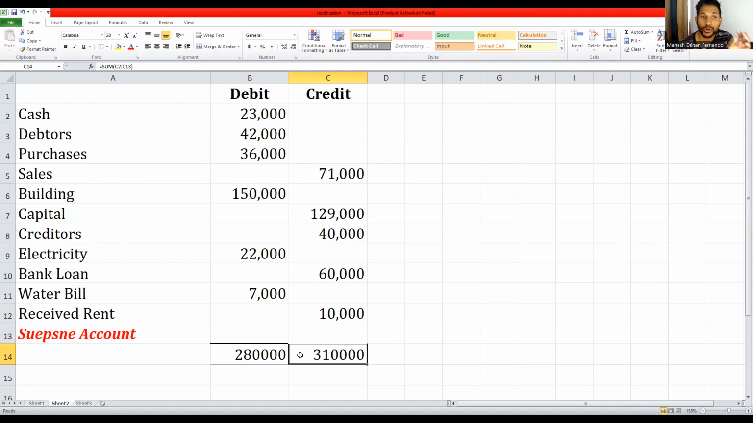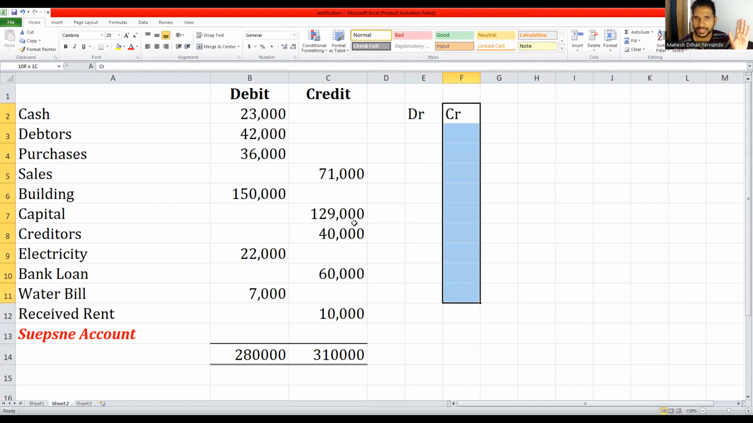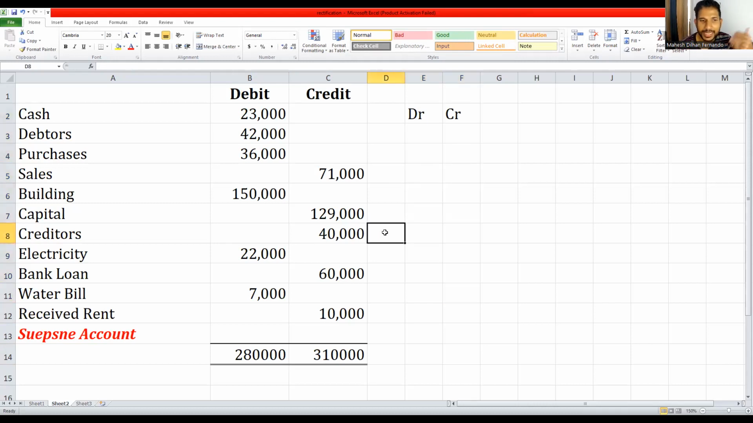Because I told you, according to the double entry system, every transaction has a debit and a corresponding credit entry. Every one of them has a debit and credit entry. Therefore, if you debit an account, the same value should be credited to another account. So at the end of the period, the total of the debits should be equal to the total of the credits. That is a must. But here it has not been achieved.